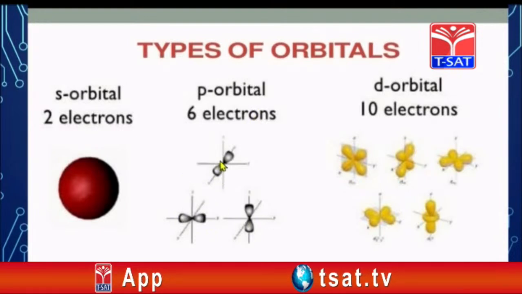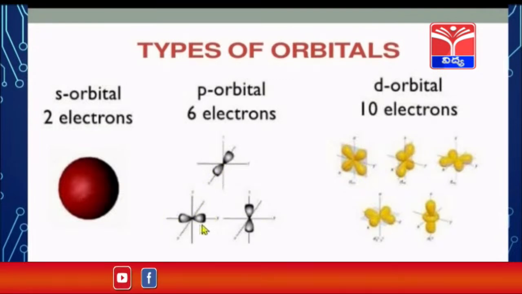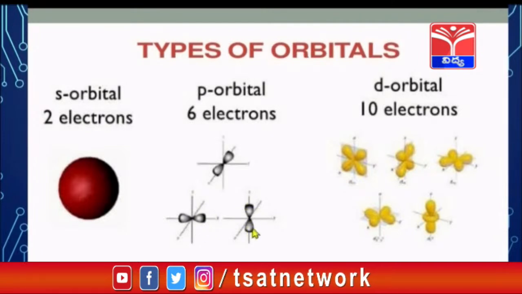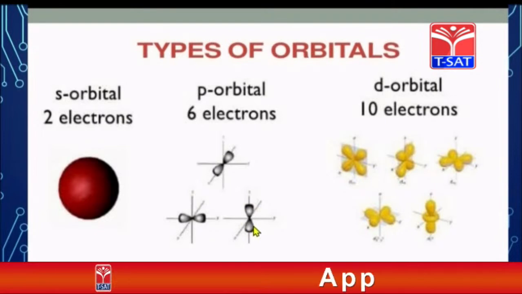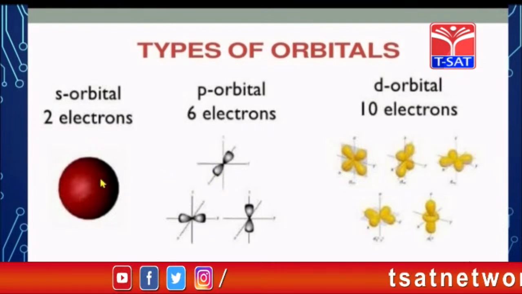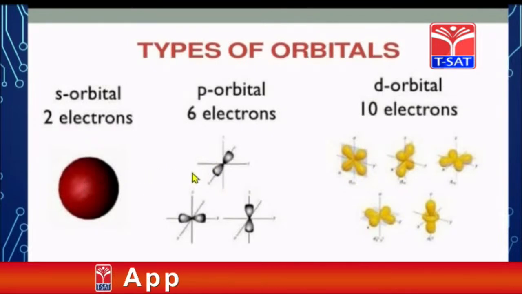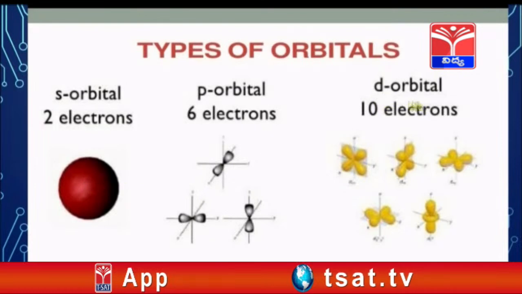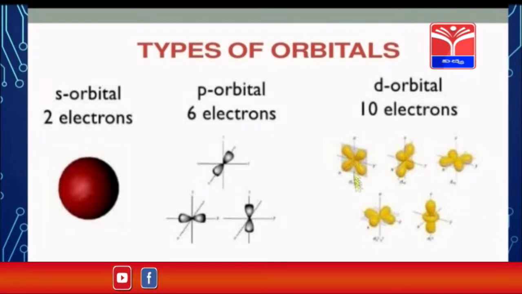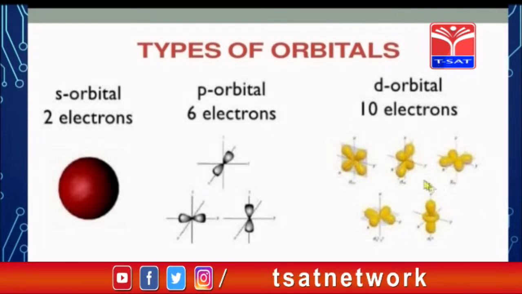If the dumbbell lies on the x-axis, then we say that is px orbital. And if the dumbbell lies on the y-axis, then we say it is py orbital. And if the dumbbell lies on the z-axis, then we say it is pz orbital. So children, in valence bond theory, we will be studying about the overlapping of the orbitals, s orbital and p orbital. Okay children? Now, what is the shape of d orbital? It is double dumbbell. We have 5 d orbitals. About the overlapping of d orbital we will be studying in the next class.